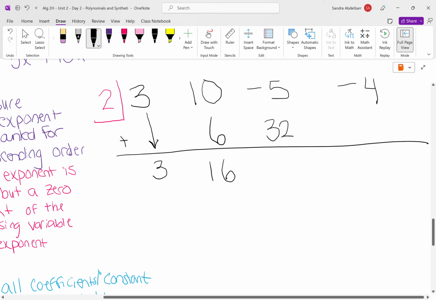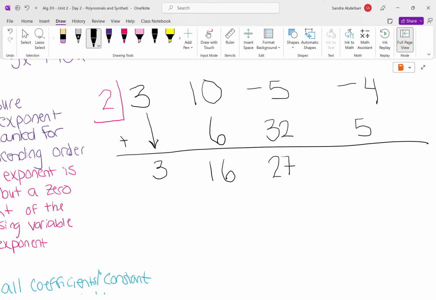Okay, so now we're going to keep going. 16 times 2 is 32. -5 plus 32 is a positive 27. 27 times 2 is 54. -4 plus 54 is 50. The number in the last column after you add is your answer that would happen if you did the direct substitution.